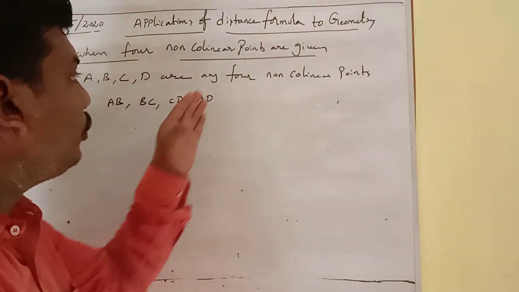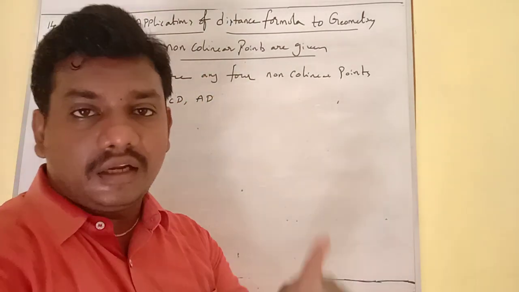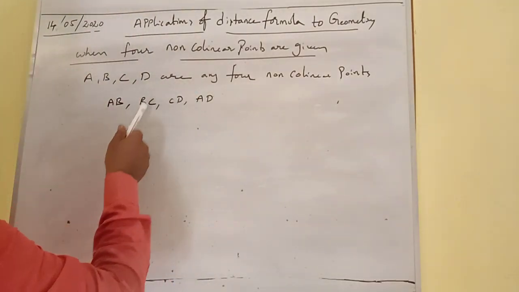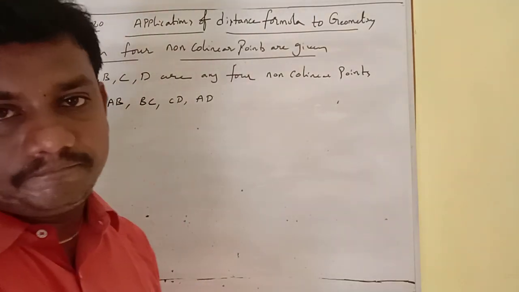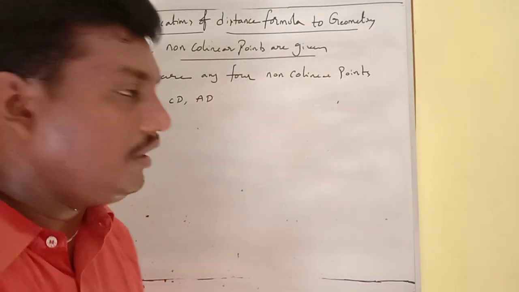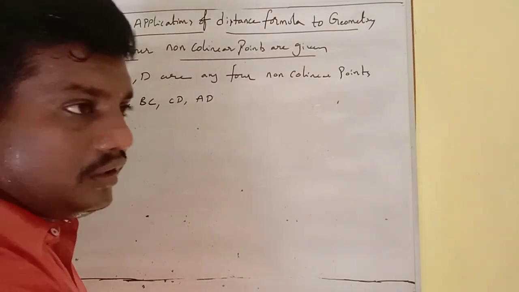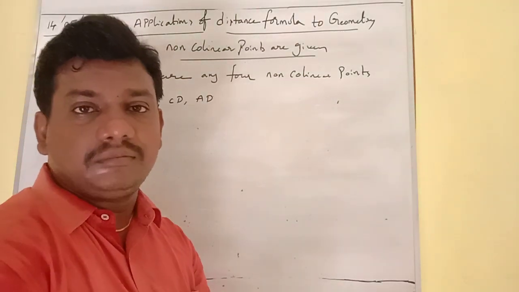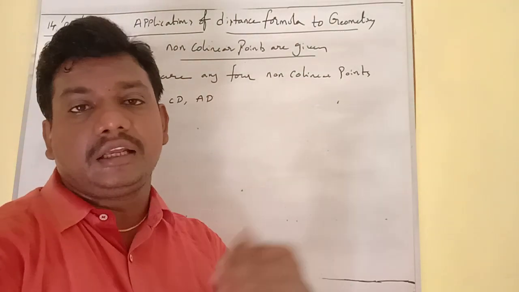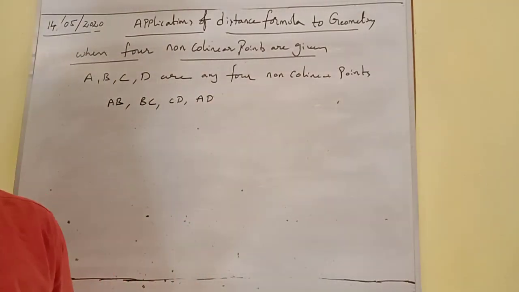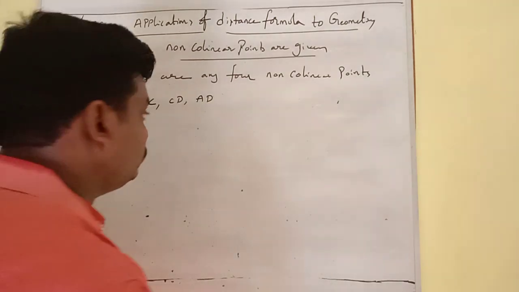That means four non-collinear points form a quadrilateral. That means AB, BC, CD, AD we have to find. So this is a quadrilateral. In some cases we have to see the special types of quadrilaterals. Let us see first the parallelogram.